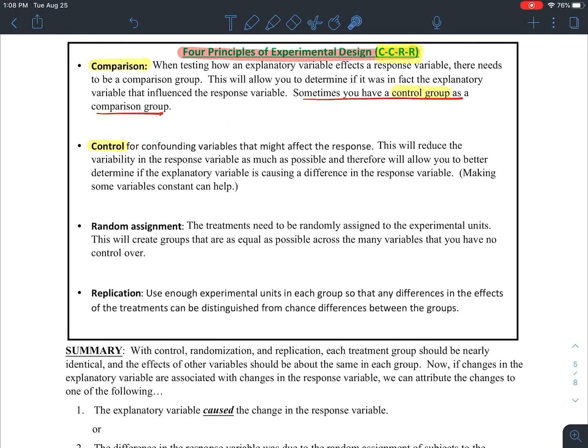Okay, now this, I could see how the second C, which is called control, could easily be confused with thinking that's referring to a control group. But what this is talking about is trying to control for confounding variables. Other variables that might somehow influence your response variable. Okay, so this is going to help you reduce the changes or the variability that you're seeing in your response variable. Okay, and it's going to allow you to better draw the conclusion that it was just the explanatory variable that's causing that change or difference in your response variable.